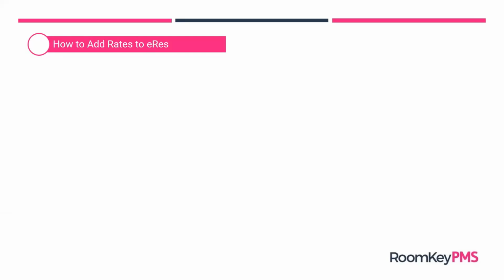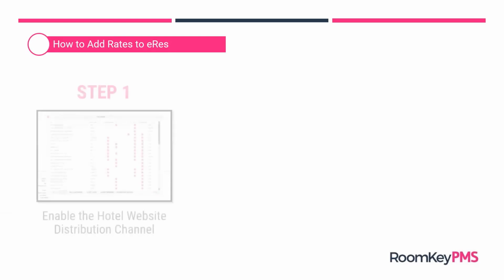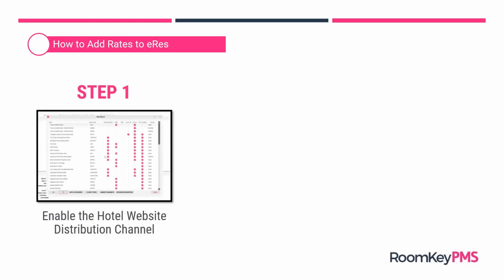So to add rates to eRes, there are 3 steps, and we're going to go through them one at a time. So the first step is to enable the hotel website distribution channel.